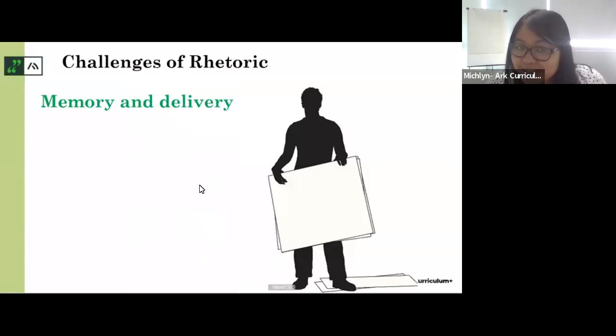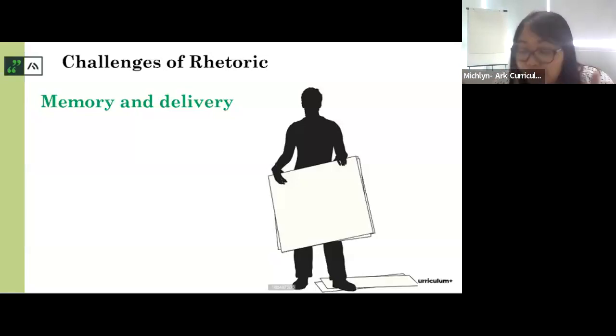How many times have we seen students with a piece of paper in front of them or some cards as notes, but literally just reading off the page? So we need to be explicit in how we combat that challenge. How do we allow students to know the steps to memorize their content first of all, but also build the confidence to deliver it in a meaningful way?